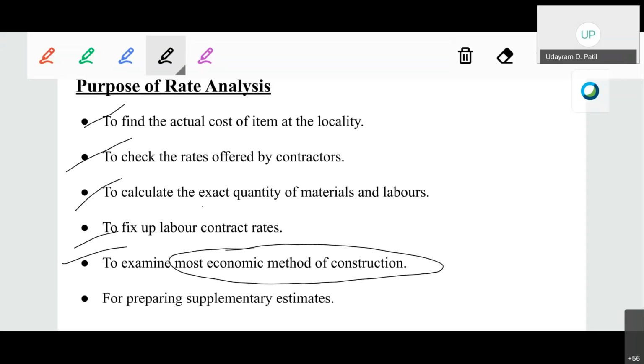Okay, this also applies to the plastering suddha. Okay, depending upon the work तुमचं जे काही असेल. Okay, next will be there to prepare the supplementary estimate.